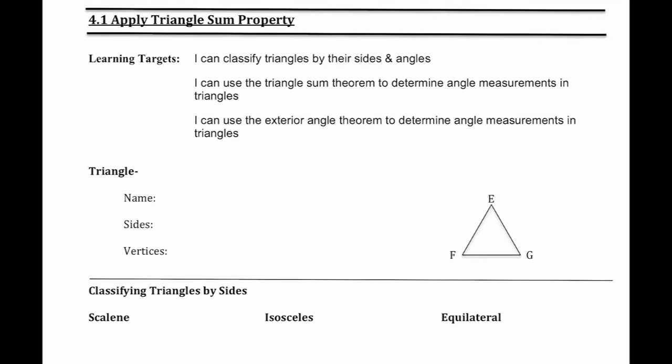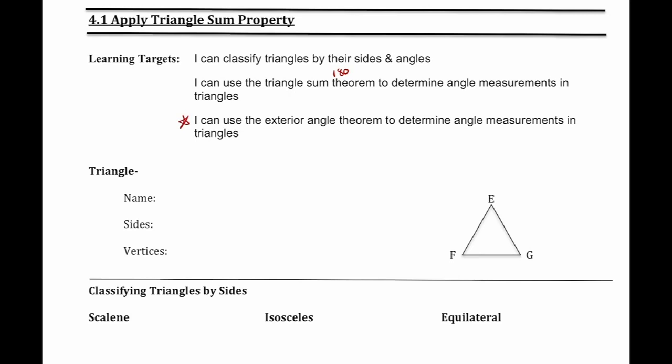Okay, we're starting chapter 4, and in chapter 4 we're starting with the triangle sum theorem, and we're going to be able to classify triangles by their sides and angles. We're going to be able to use the triangle sum theorem, which means that all triangles add to 180, which should be familiar to most of you. And we're going to use the exterior angle theorem to determine the measurements. So that one is going to be the big thing that's actually new in this section.